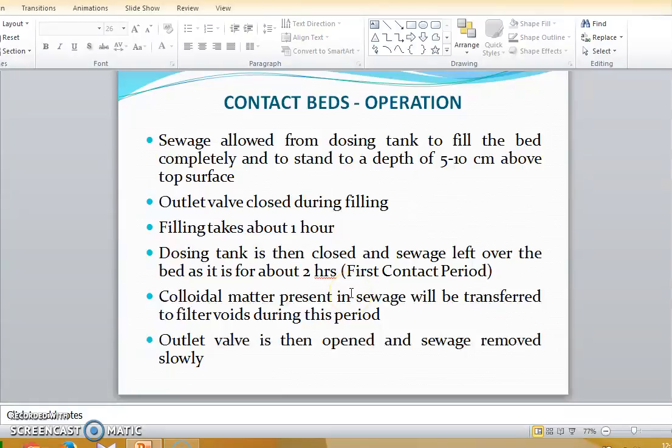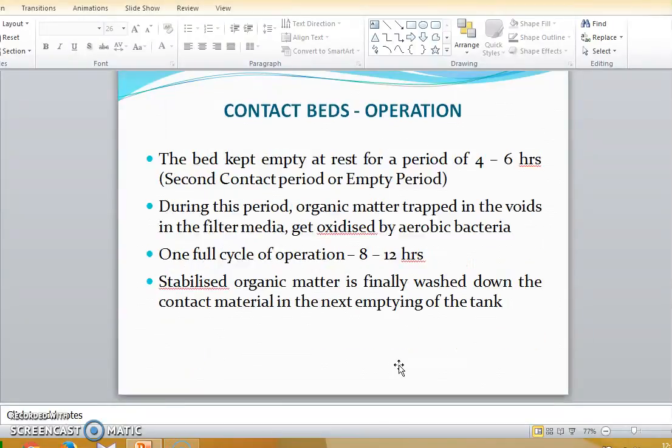And what happens in this stage? The colloidal matter present in the sewage will be transferred to filter voids during this period, and the outlet valve is then opened and the sewage is removed slowly. This is the first period. Then after that the bed is kept empty at rest for a period of 4 to 6 hours. And this is known as the second contact period or empty period.